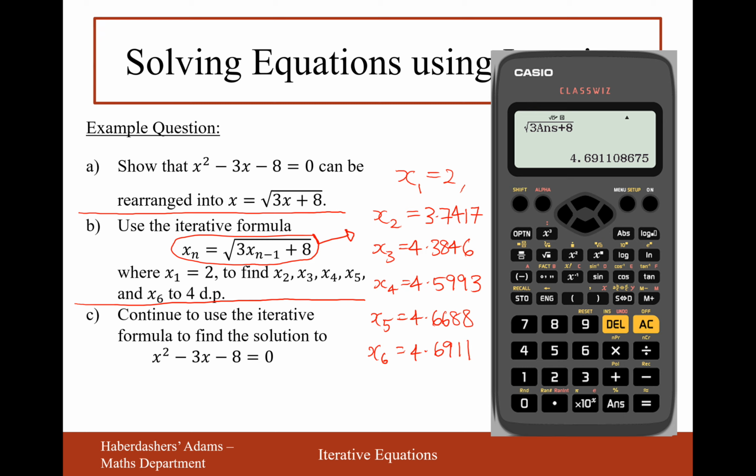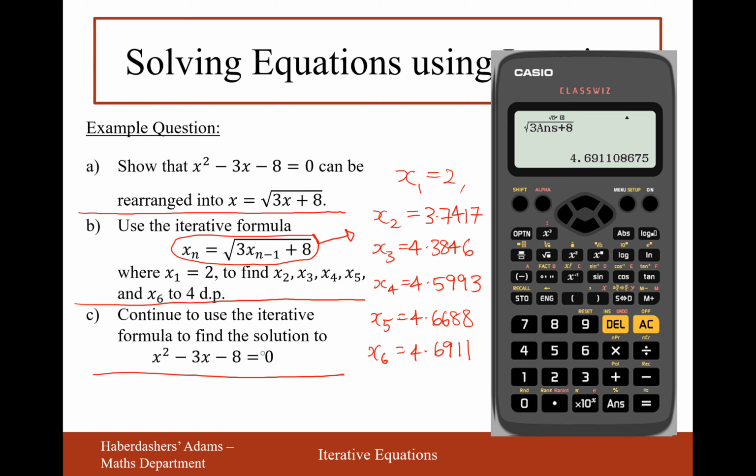4.6911. Now what you can see here is that the answers are starting from 2, jumped up to 3, jumped up to 4, jumped up to about 4.6, and now what it's doing is it's slowly settling down to what the actual answer is. What I want you to do now in part C is to continue to use the iterative formula to find the solution to this equation.